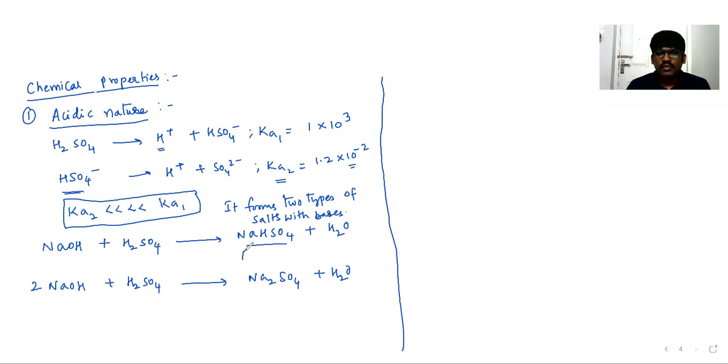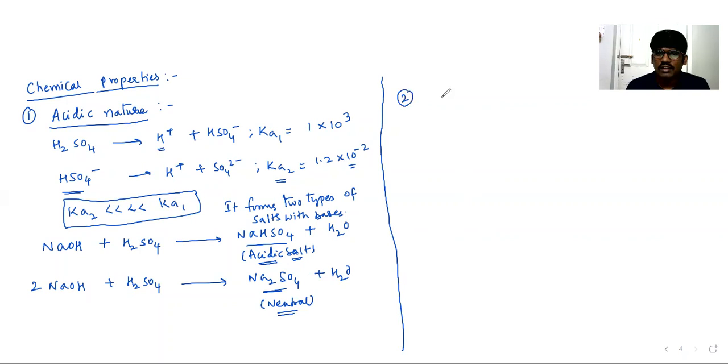So NaHSO4 is an example of an acidic salt because it has hydrogen. On dissociation, it can produce H plus ion. That is the reason it is an example of an acidic salt. But Na2SO4 is a neutral salt because it does not have any H plus ion. All the H plus ions are utilized for the neutralization.